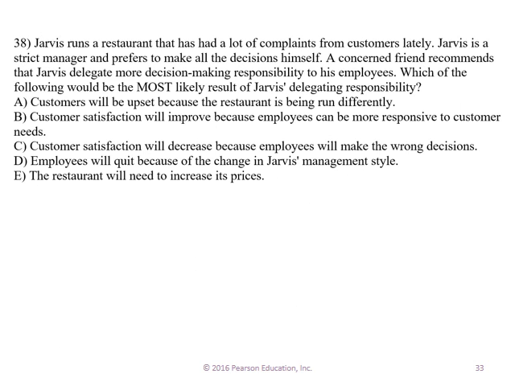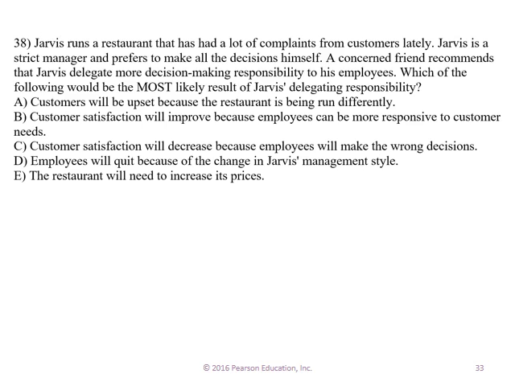Okay, good. Let's take a look at this one. Jarvis runs a restaurant that has had a lot of complaints from customers lately. Jarvis is a strict manager and prefers to make all the decisions himself. A concerned friend recommends that Jarvis delegate more decision-making responsibility to his employees. Which of the following would be the most likely result of Jarvis delegating responsibility?